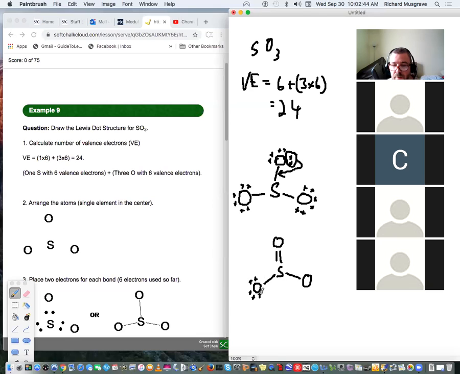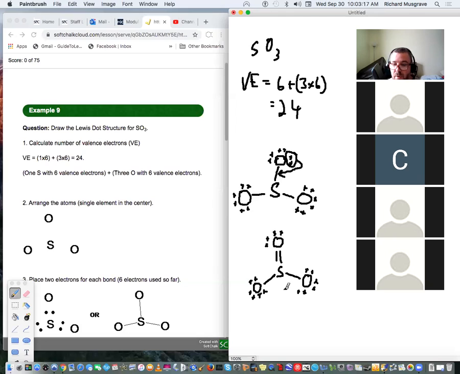So once we go ahead and do that, that'll be what this oxygen looks like, with the 2 electrons and 2 electrons, and 2 of them now being shared with the sulfur. So now the sulfur has 8, but the oxygens also all have 8 as well. So that would be the correct answer to that.